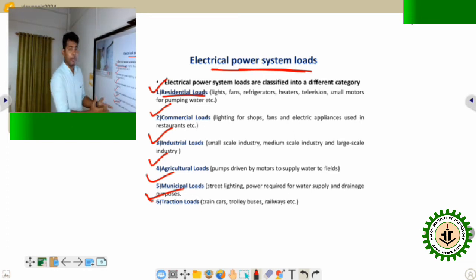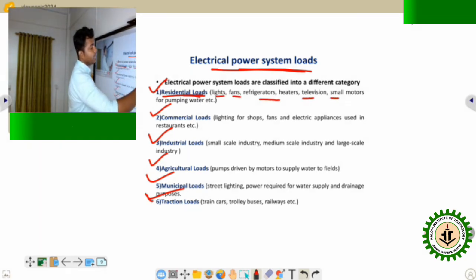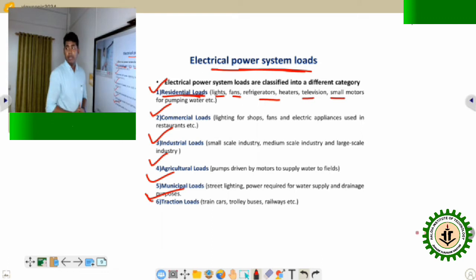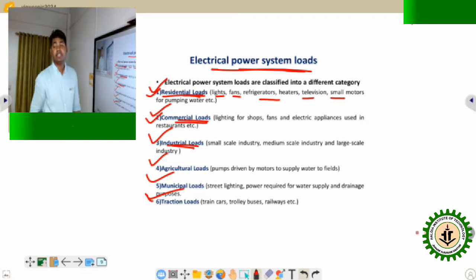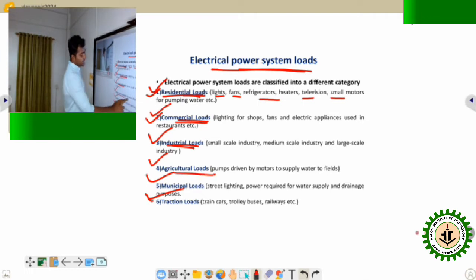So residential load means the light, fan, refrigerator, heater, television, water pump, everything which is used for our residential or domestic purpose. And commercial load means commercial purpose, like the shopping mall, restaurant, etc. Industrial load means there are different types of industries. Suppose some industry requires 11 kV voltage, some industry requires 33 kV, or a large scale industry requires 66 kV voltage. So for different sizes of industry, different levels of voltage are required. This is the agricultural load for pumping of water, municipal load and traction load.